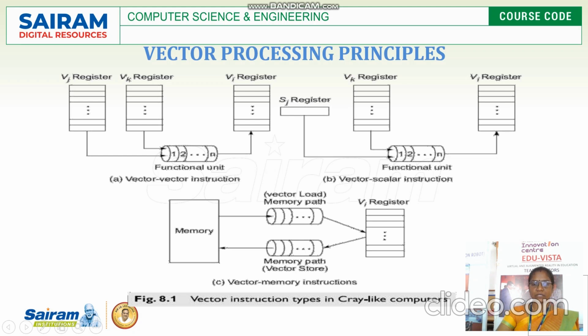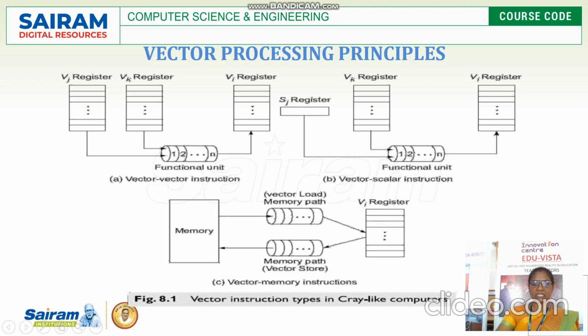But in vector to scalar, in order to maintain the scalar data, there is one scalar register, similar to the vector register. Here one operand is from a vector register and the second operand is scalar data. It is given to the functional unit. After completion of the work, it is given as output to another vector register. So this is very easy.